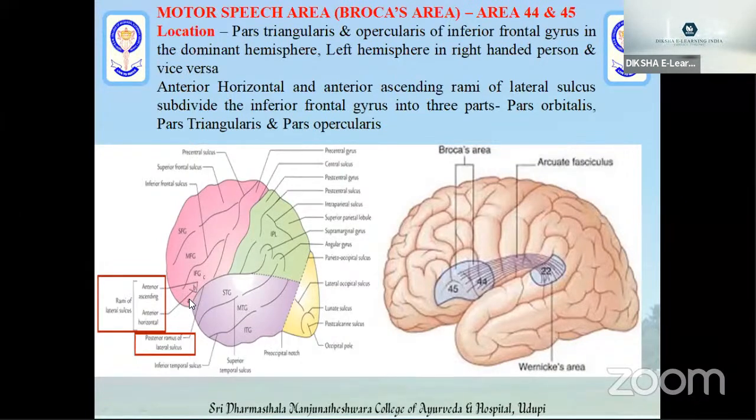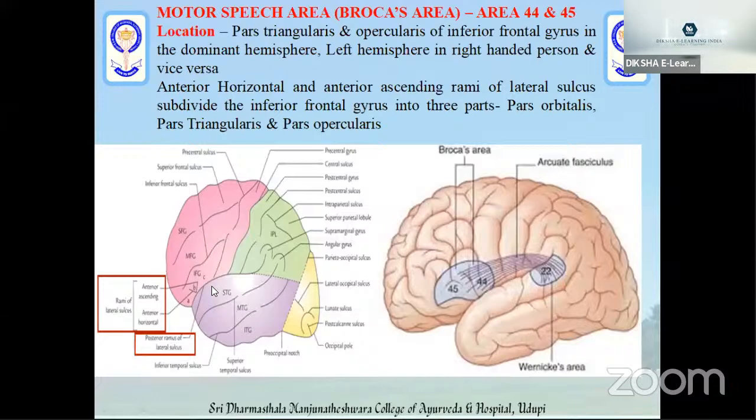The three parts, from anterior to posterior, are: A, the pars orbitalis; B, the pars triangularis; and C, the pars opercularis. Broca's area is located in the pars triangularis and pars opercularis area. These are the areas located in the inferior frontal gyri, in between the anterior ascending and anterior horizontal rami of the lateral sulcus, and the posterior ramus of the lateral sulcus.